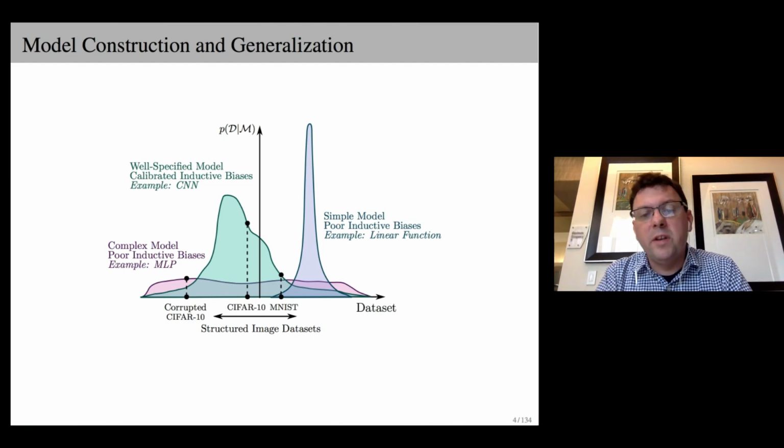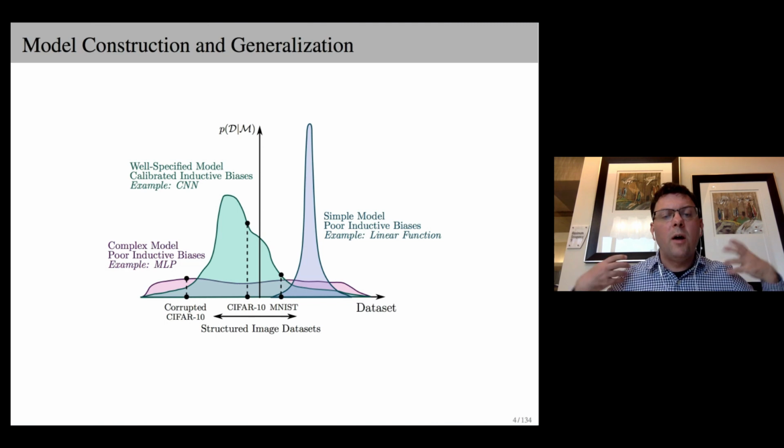We could alternatively consider a third type of model, like a convolutional neural net, which is very flexible. It can describe a wide array of different data sets, but at the same time, it has very particular inductive biases, like translation equivariance, which says that if we translate an image, we don't want to change the class label. And this means that these types of models are going to give a reasonable amount of mass also to structured image data sets and provide good generalization on those problems.